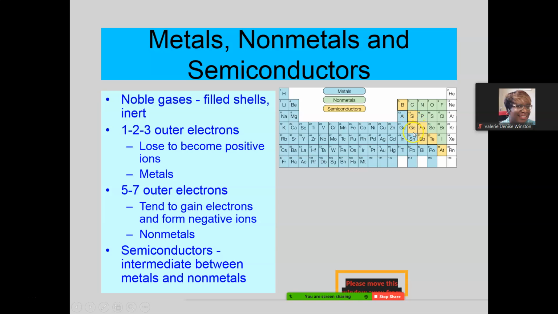Silicon, germanium. I don't think that's arsenic. It may be. SB is antimony, I think it is. Tellurium, something another. Those are your semiconductors. And there's a whole industry out in California, and all over the world based on semiconductors.